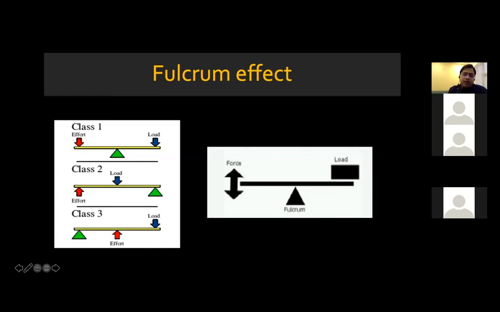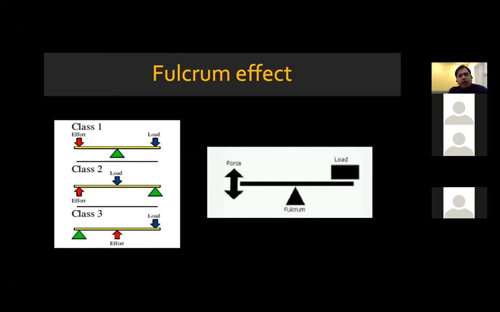arm. So whenever half of the instrument is inside and half of the instrument is outside, the translation of movement will be 1:1. That means if you move your instrument 1 centimeter to the right, the tip will move 1 centimeter to the left. In other words, the movement of the lever arm and the effector arm are equal.